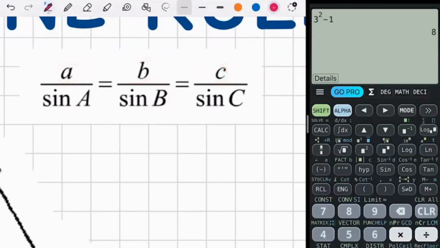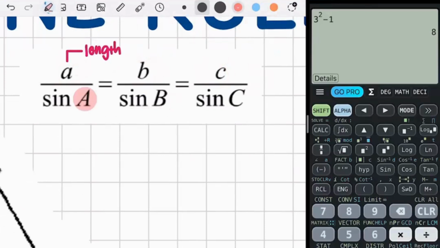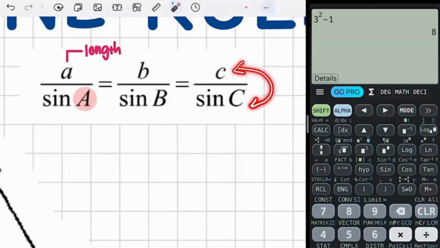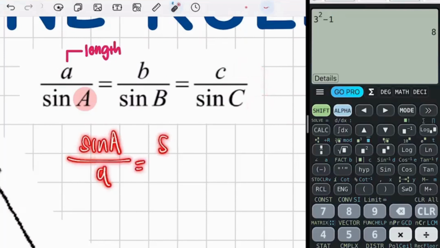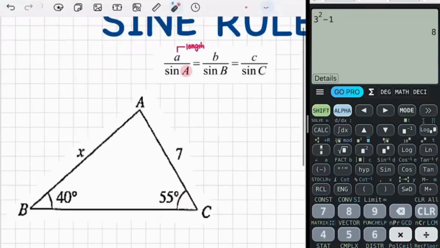The small alphabet over here we use to represent the length, and the angle opposite the length, we use a capital alphabet to represent. This is interchangeable, so you can also make it over this and this, but don't need to worry too much, because if you follow your formula sheet, you get it correct. This is actually comparing the ratio.